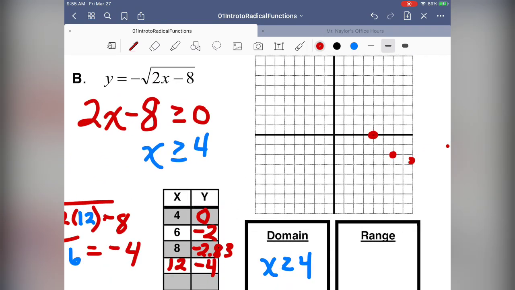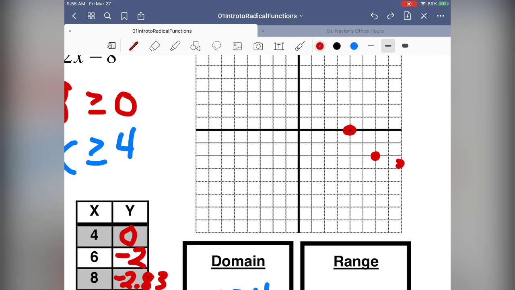I'm going to have trouble graphing 12, negative 4 because we're running out of space here. I could still get an idea, though, that the point is going to be somewhere out here, at 12, negative 4. But the main thing is to see the shape or the direction of this graph. It is indeed going down, but it still has that slight curve to it.